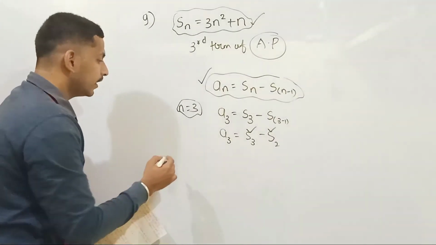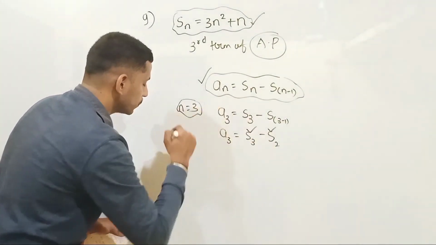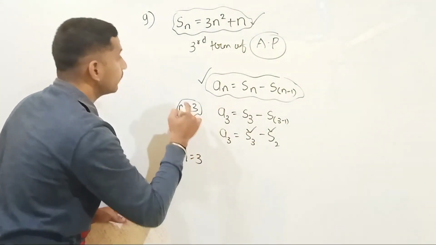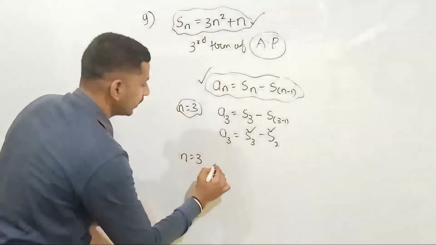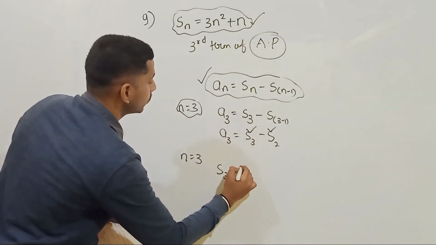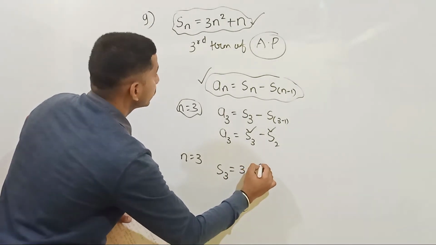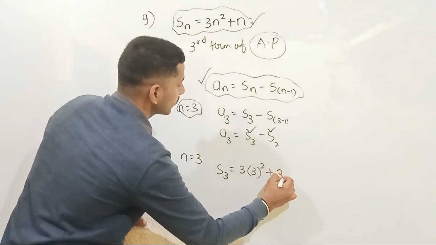Now let us find S3 and S2. When n is equal to 3 in this formula, S3 is equal to 3 into 3 square plus 3.